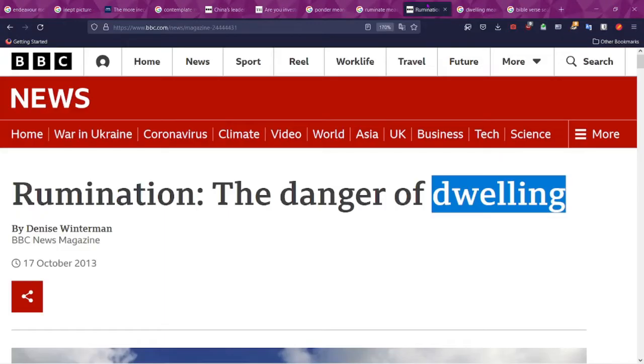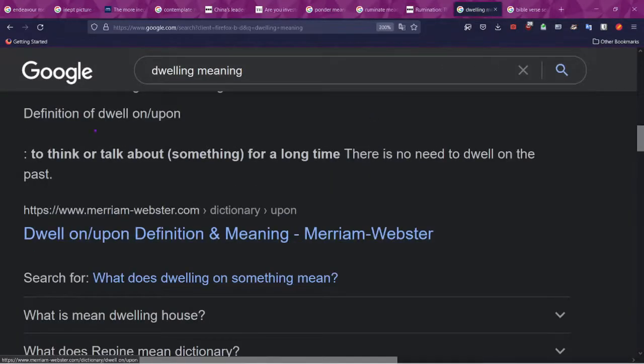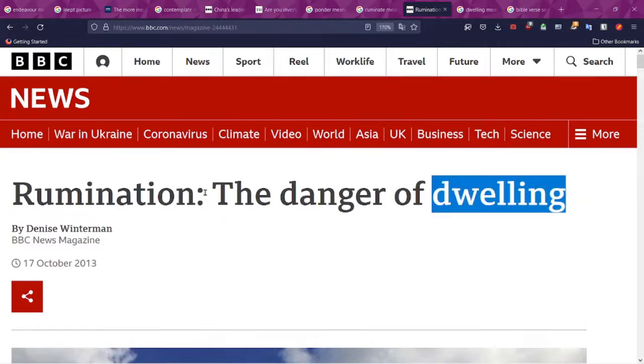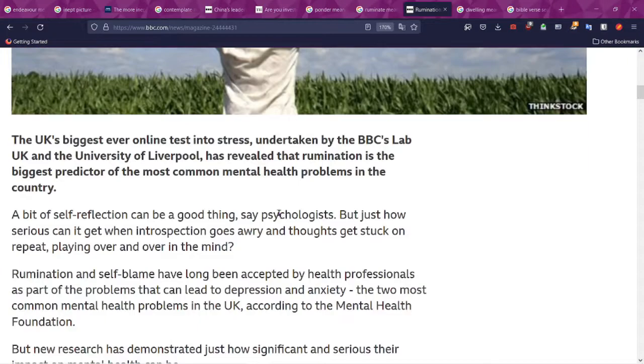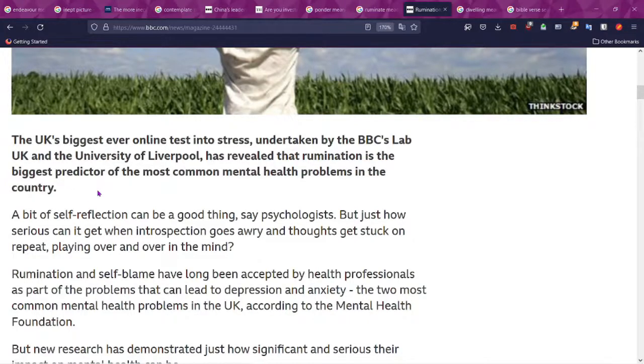And from the newspaper: rumination, the danger of dwelling. Dwelling has a different meaning also. It's not only the place where we stay; it's also to think or talk about something for a long time. So for rumination, the danger of dwelling is the danger of thinking for a long time. Rumination means thinking, right? Rumination is the biggest predictor of the most common mental health problems in the country. So dwelling, rumination.